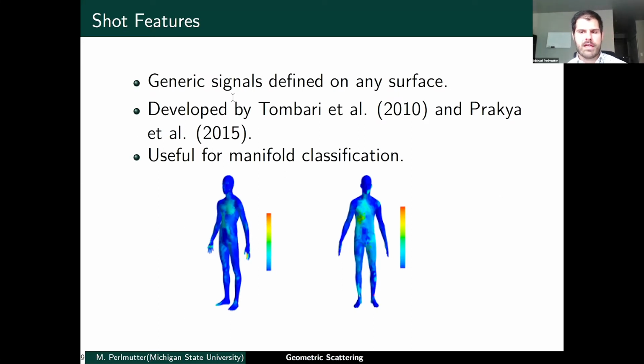So in order to do this, you need to have some meaningful way of defining the same signals on different manifolds, because then what you can do is compute the scattering coefficients of the same signal on different manifolds, take the L1 norms and get a list of numbers, and if the manifolds are similar, the scattering coefficients should be similar, and then we can feed this into a support vector machine. And so what we did is we used shot descriptors, which are these generic signals that can be defined on 2D surfaces that were developed by Tambari and Prakya.